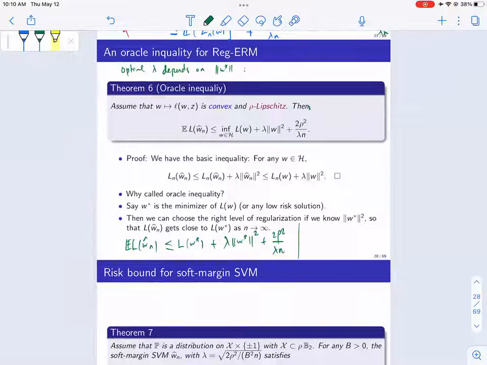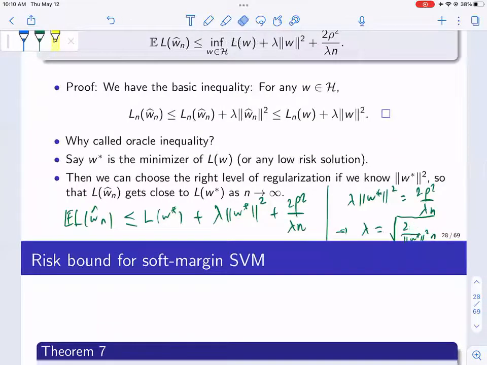In these cases, the simplest thing to do is, if you take the derivative and set it equal to 0, it's equivalent to setting these two terms equal. You can just verify this. So the optimal lambda would be found by equating the two terms. So lambda would be root 2 rho squared over norm W star n, something like that. Then you plug back in, and the two terms are the same.